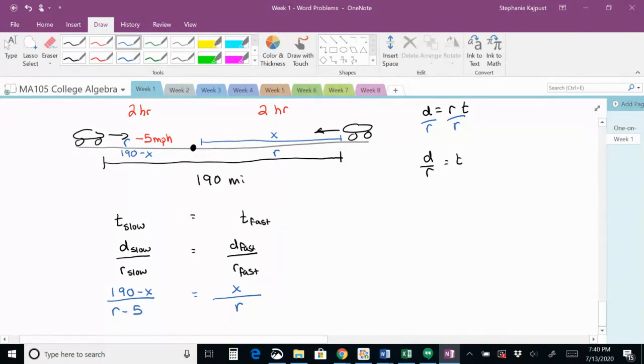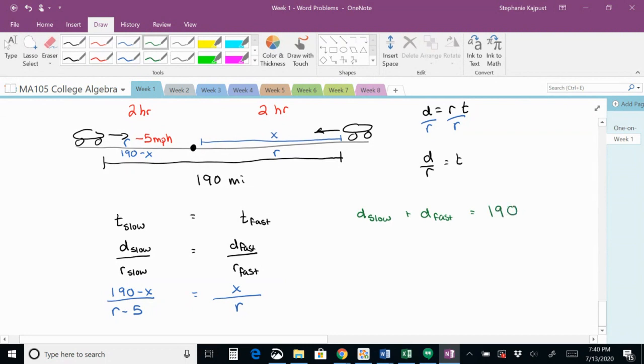So we've got a problem, because right now I've created an equation with two unknowns, and we have one equation. We would need a second equation here. If you end up with a problem where you have two variables in one equation, sometimes it's not best to set those equal to each other. Instead, I'm going to do this in green: the distance of the slow car plus the distance of the fast car equals your total distance of 190 miles.